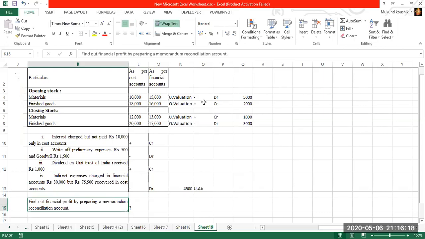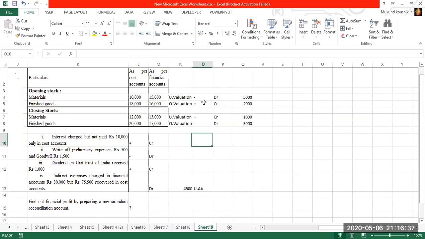Then again, they are telling us to find out the financial accounting profit by preparing a memorandum reconciliation account. Now in this question, they are not asking you to prepare a reconciliation statement, but instead they are asking you to prepare a memorandum reconciliation account. So now you know how to prepare it. How? All the items which you are supposed to add, you should record on the credit side of the memorandum reconciliation account, and all the items which you are supposed to deduct, you should debit to the memorandum reconciliation account.